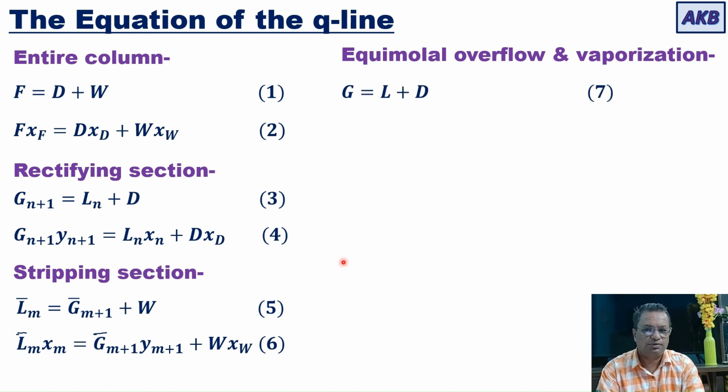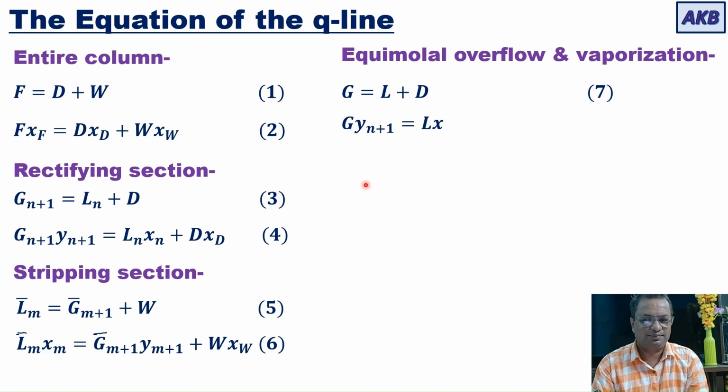Okay, so if I use it, and now you look at equation number 3. I have used the assumption in equation number 3. Now there is no subscript involved, and the balance is simply G is equal to L plus T. Let us call it equation 7. Similarly, equation number 4 will now be written as G into Yn plus 1 is equal to L into Xn plus D into Xd. And now we will be calling it equation 8.